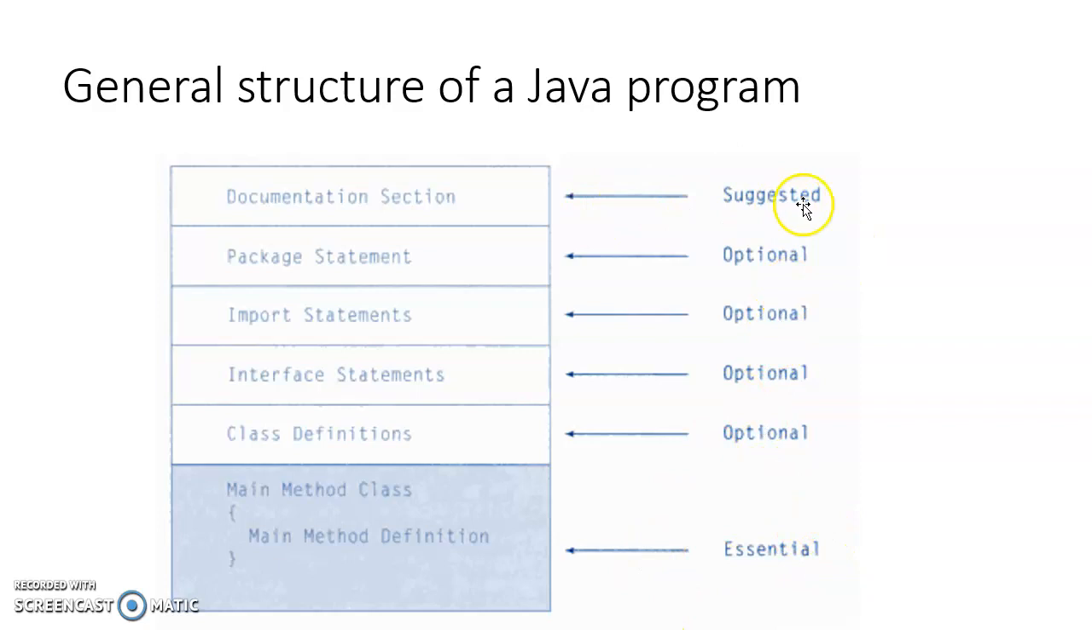And documentation is suggested, whereby you are presenting things regarding how this program works, what are the things to be taken care of. So this is just a suggested part. These are optional, but this one is essential. Like I said before, there has to be a class which contains the main method, and that is essential.